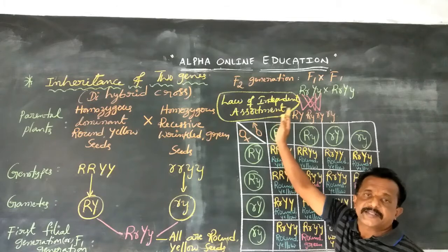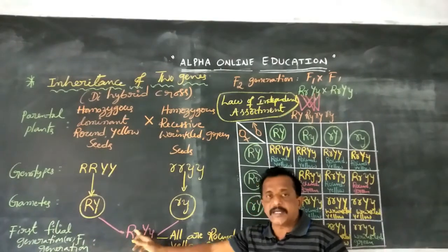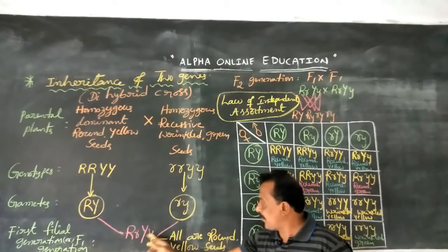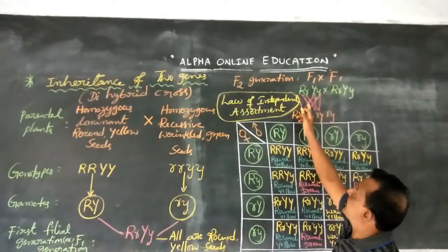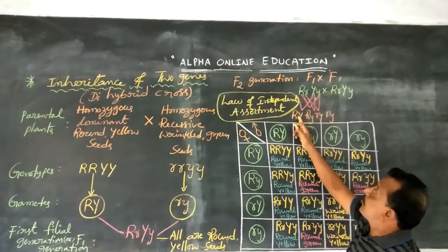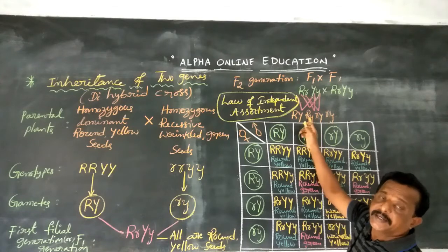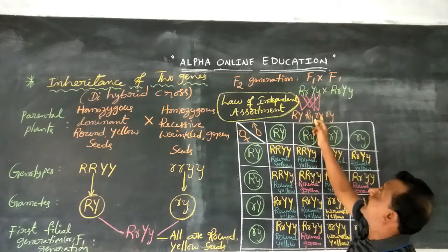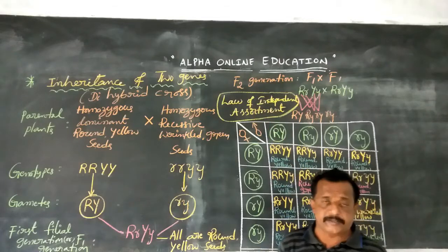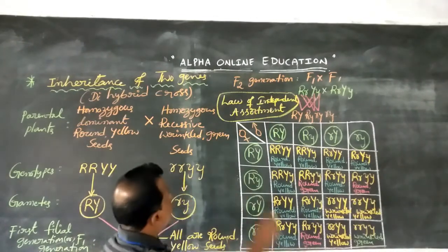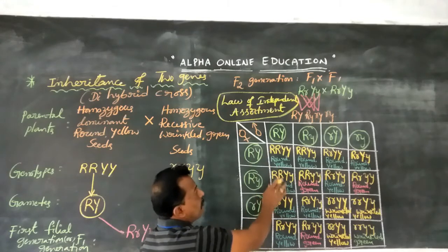The law of independent assortment states that when two pairs of traits are combined in the F1 hybrid, that is round yellow seeds, the segregation of one pair of characters is independent of the other pair of characters. That is known as the law of independent assortment. Next, the F2 generation is worked out with the help of a Punnett square.